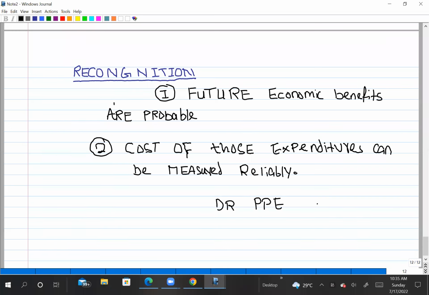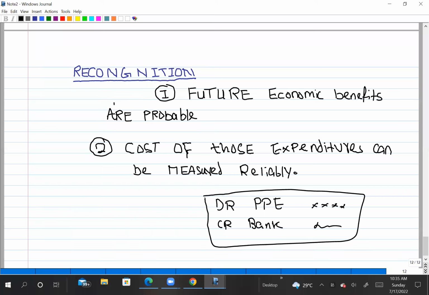Property, plant, and equipment would be debited and the bank account will be credited. If any of the conditions is not satisfied, for example, if we have incurred an expenditure from which future economic benefits are not probable, that cannot be capitalized as property, plant, and equipment.